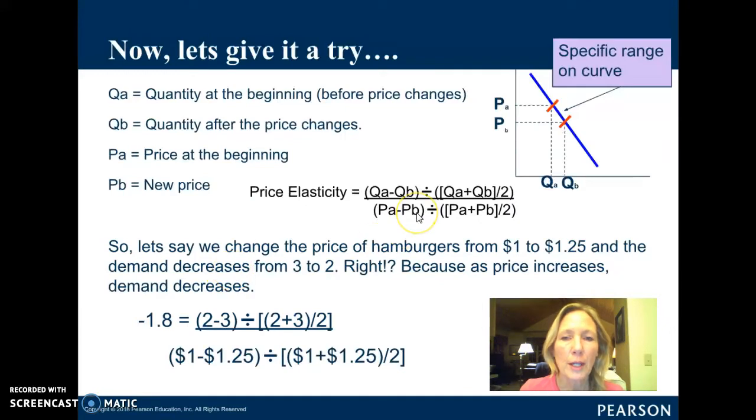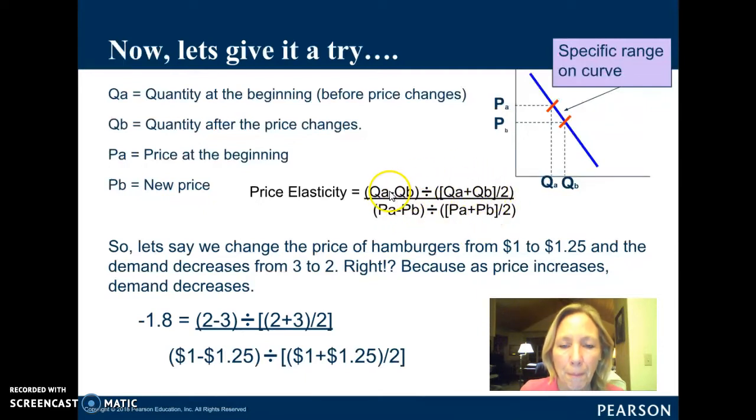Okay, so let's look at how this works. QA is the beginning quantity, and that would correspond with QA right here at some price. Something takes place in the marketplace, and this is the first price. And then in this case, the price is going to decrease, and we're going to see that the quantity demanded increases. What elasticity does is calculate how much that quantity increases. So QA is your quantity at the beginning, QB is your quantity after a price change, PA is your price in the beginning, and PB is your new price.